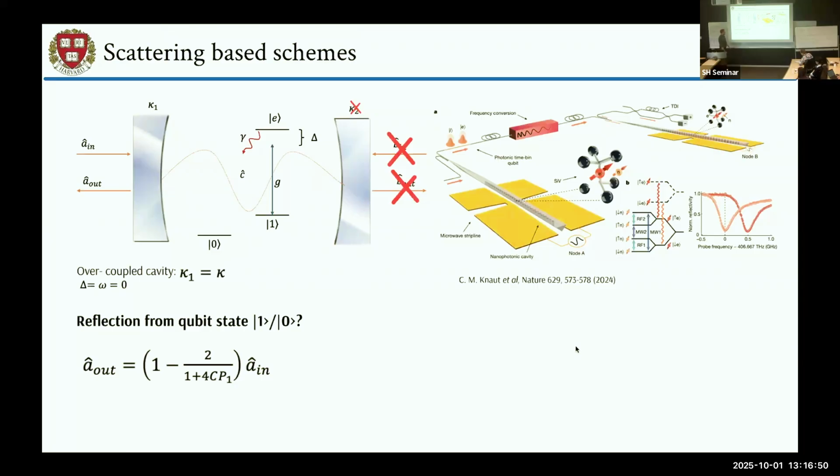So what does that mean? That means that if I'm not coupled, I get reflected with a phase of pi. So it says A out is equal to minus A in. And if I make this C very big, this goes to 0, and I get reflected without a phase. So I can get a pi difference between whether I'm in 0 or whether I'm in 1 in the perfect limit, right? And then you need to play around with detunings and whatnot when you're not.